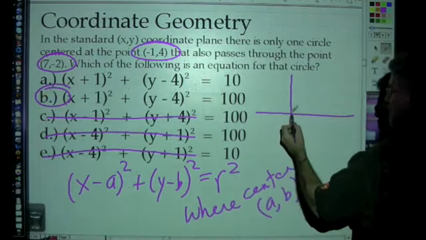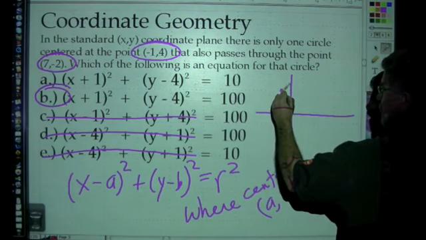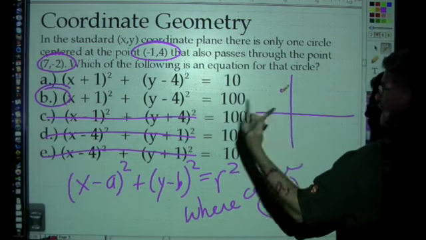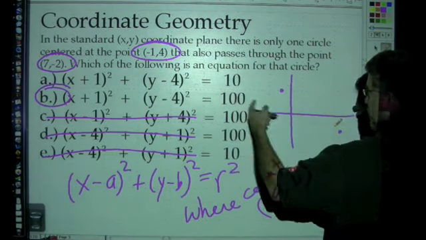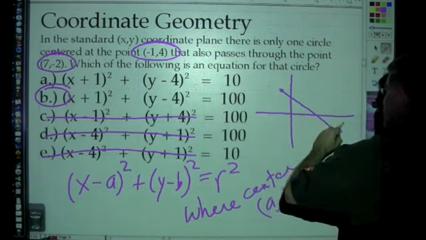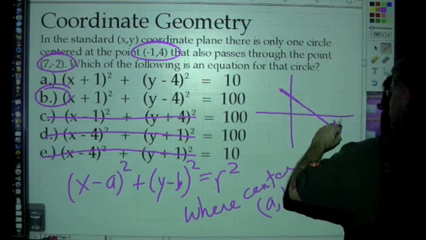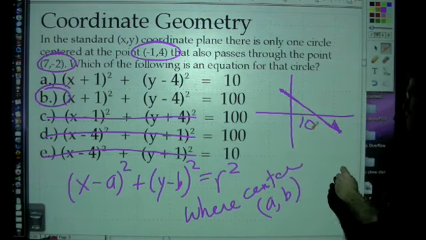Let's take a look. If it's -1 over, 4 up, puts you right there. It's going to have a point on it that's 7 over, -2 down. Certainly I'm looking at B as my answer now. This length is going to be 10. I can almost guarantee it.